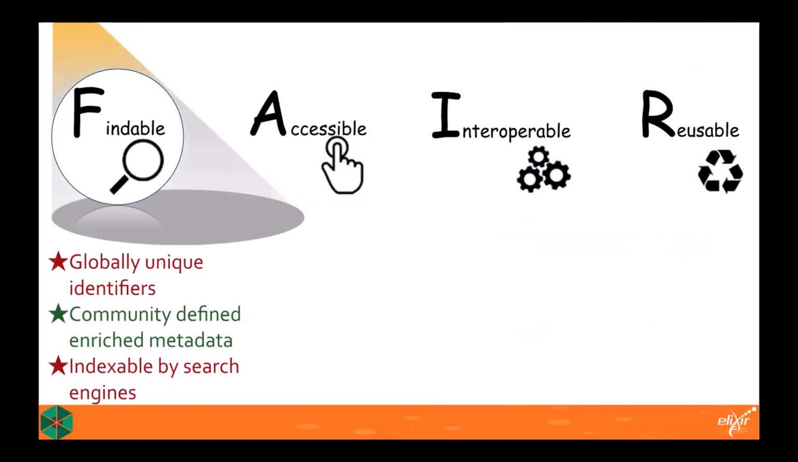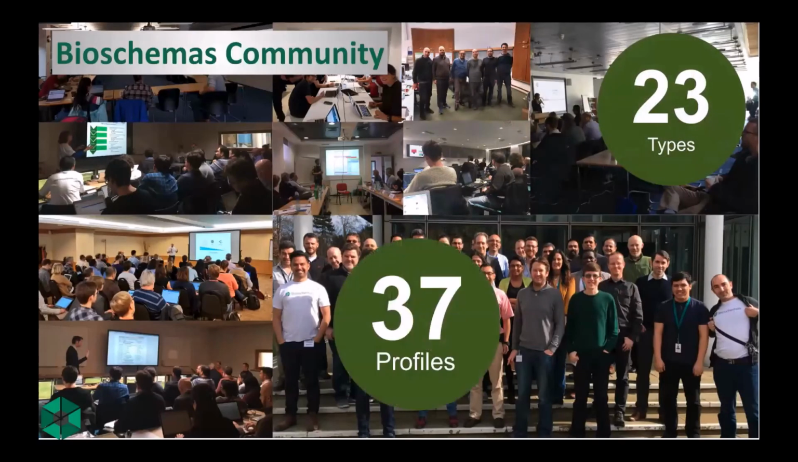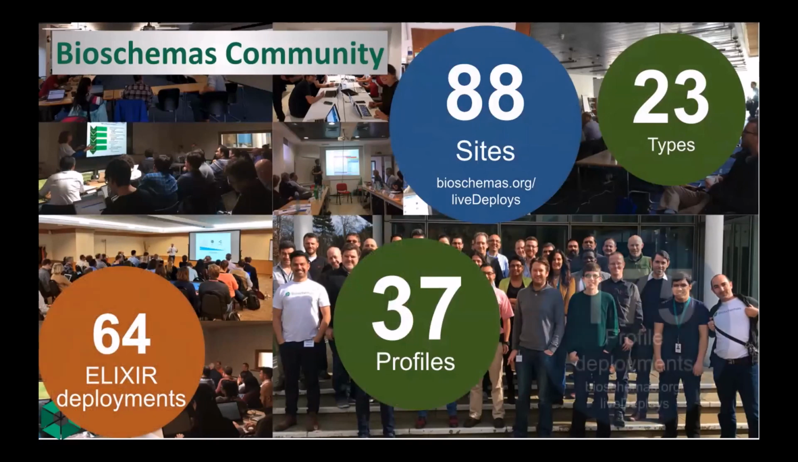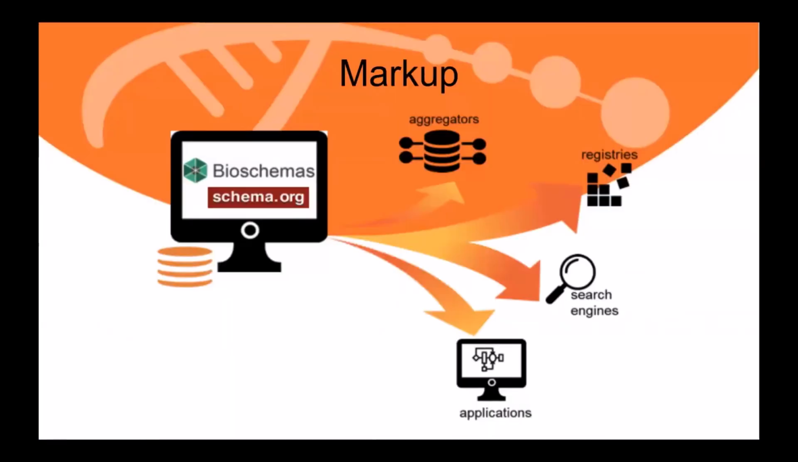But Bioschemas does help with making your data FAIR. So it gives it global identifiers, it's a community defined model, it's indexable by the search engines, it gives us interoperability as well through common data representations. And this is being widely used as well. So there are 88 sites with Bioschemas marked up in it. Across these 88 sites, there's 175 profile deployments, and we reckon there's over 80 million pages with this markup within it. And we've been trying to exploit that markup.